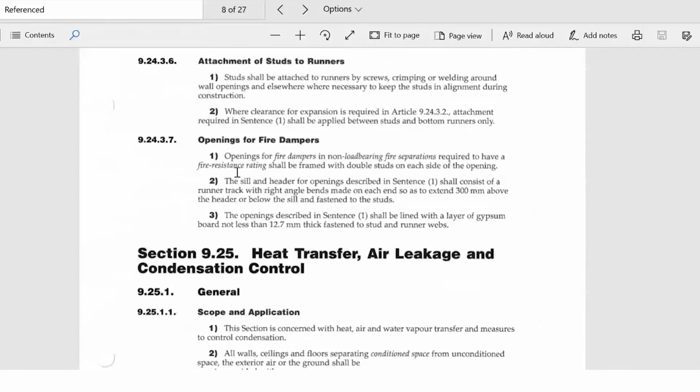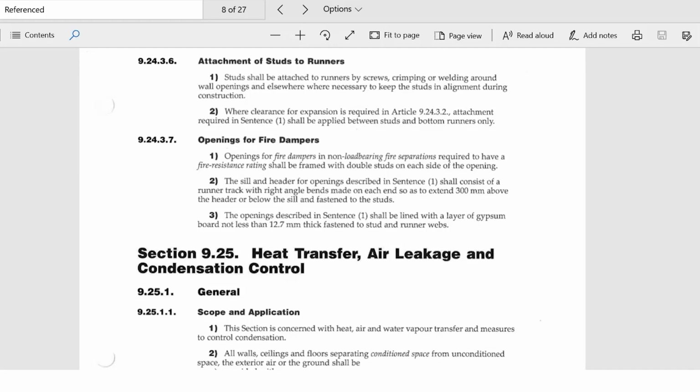And opening for fire dampers in the walls, you need to address the provisions related to the installation of such dampers. There's a sill and a header, the opening, and then the use of gypsum board.